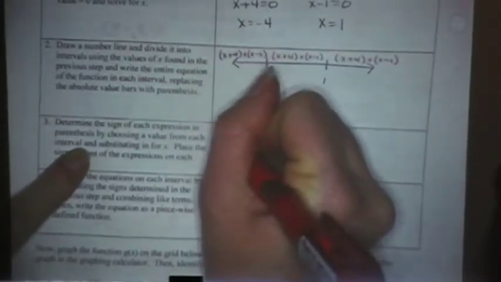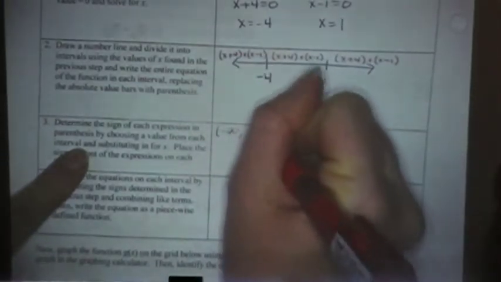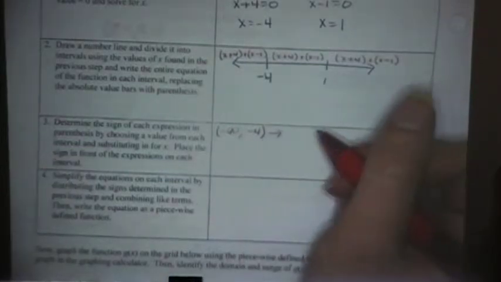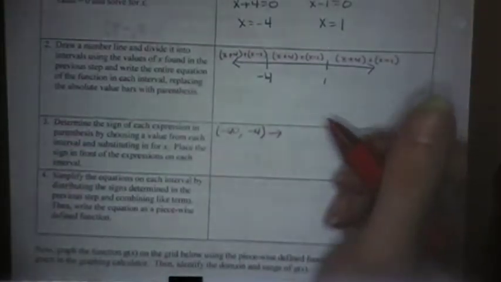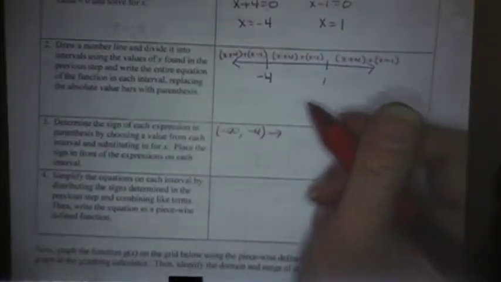Now we move down to number 3. I need to determine the sign of each expression in the parentheses by choosing a value from each interval. And there are 3 this time. So I'm going to do the first one, the left-hand side, that's negative infinity to negative 4. You can choose any number that is between negative infinity and negative 4. So just because it's the closest one, I am going to use negative 5.